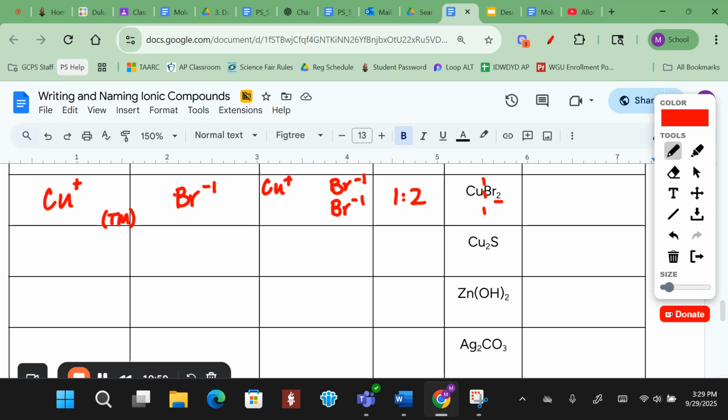So I'll draw another one in. When I do that, I have 2 negatives that need to be balanced out by a positive value. That positive value is 2. So now we're going to name this compound. Cu becomes copper. Our +2 charge becomes a 2 Roman numeral, and Br becomes bromide. Now go ahead and take some time to practice some other examples inside of this table before you move on.